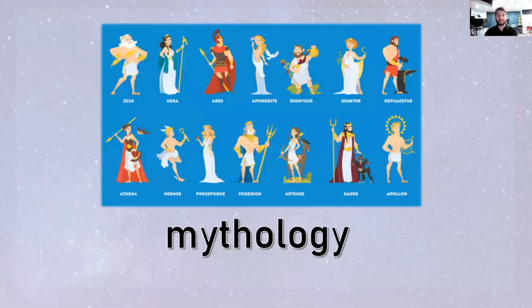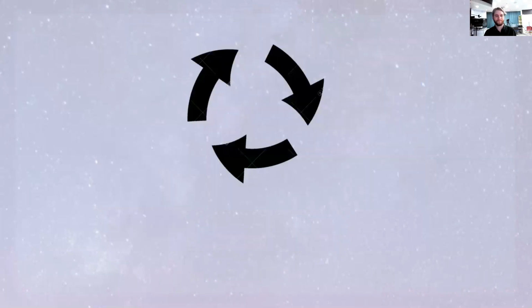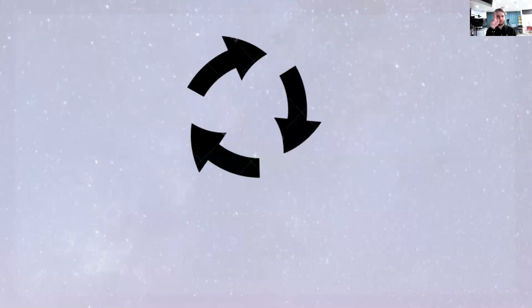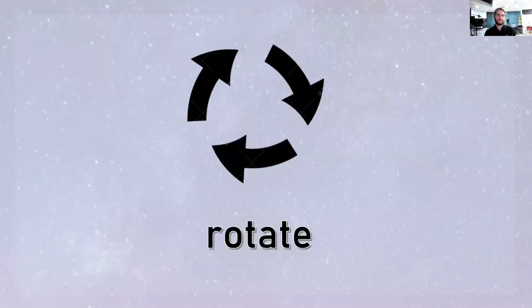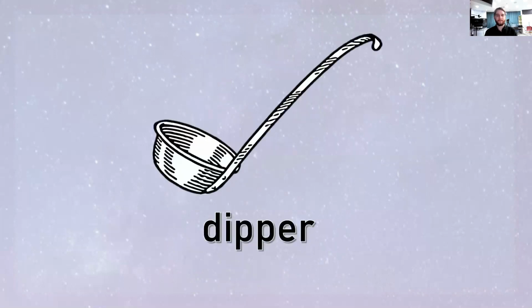This one is mythology. So this one in specific is Greek mythology. Zeus and Hades and Poseidon. This one is rotate. So the direction doing this kind of thing is called rotating. Rotate. This one is dipper.